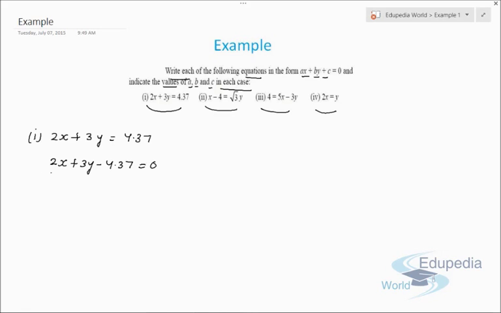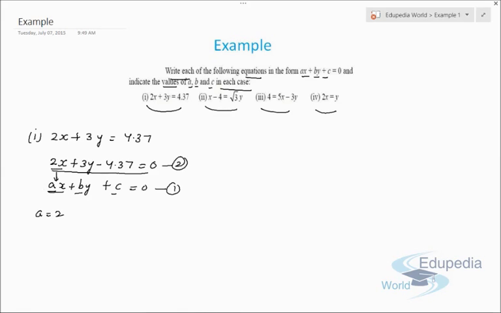Now, if we compare this equation with the equation ax plus by plus c equals 0, we can clearly see that this equation is now represented in the form ax plus by plus c. Now, we have to find the values of a, b and c. For finding the values of a, b and c, we have to compare this equation with the general equation. So clearly a can take a value of 2. Why? Because we have 2x and we have ax.